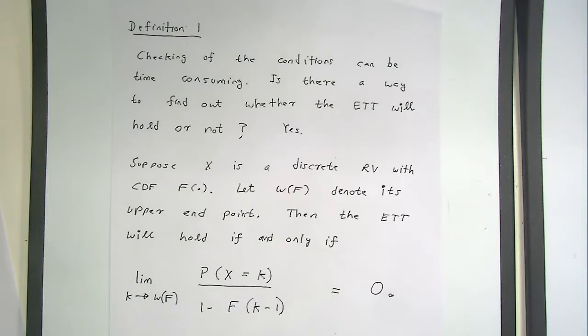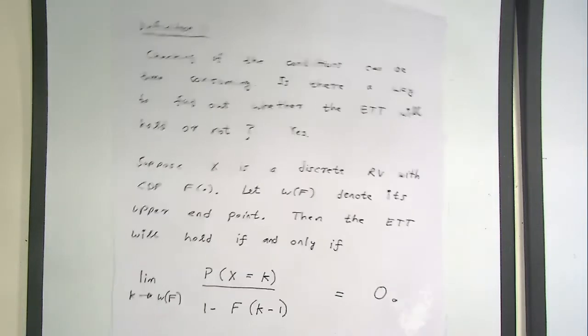But if the limit of this is not equal to zero, then ETT will not hold. So in that case, none of the three conditions will be satisfied. So it will save you a lot of time if the limit is not equal to zero. You know what I'm saying? If the limit is not equal to zero, then none of the conditions is going to be satisfied, so you don't need to check any of the three conditions. Then I did an example.